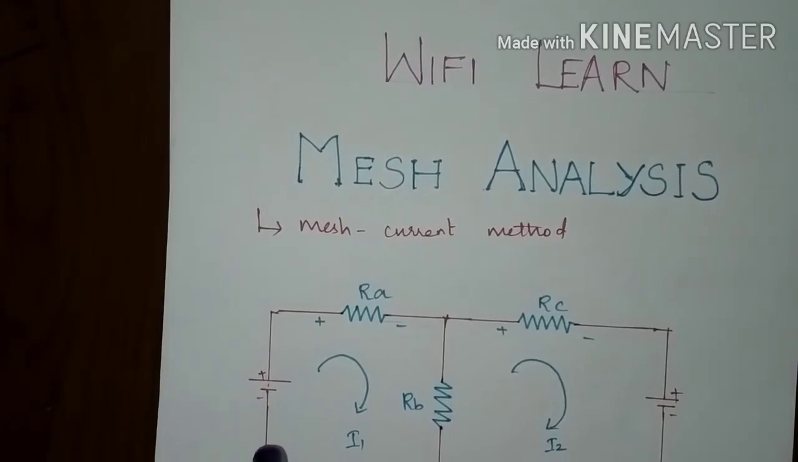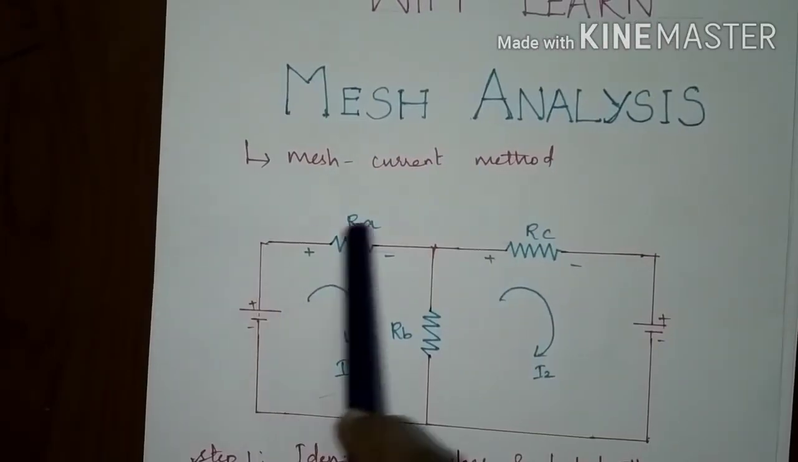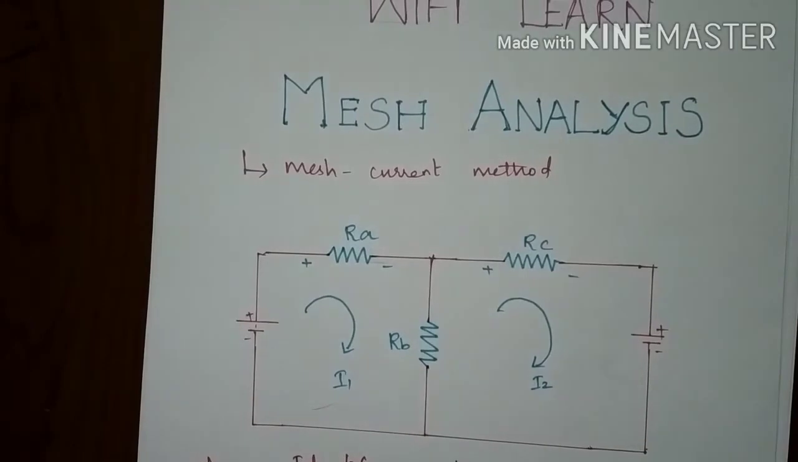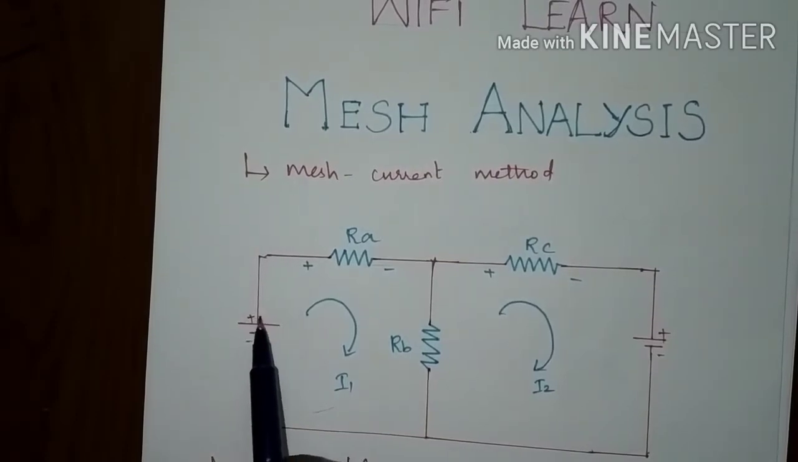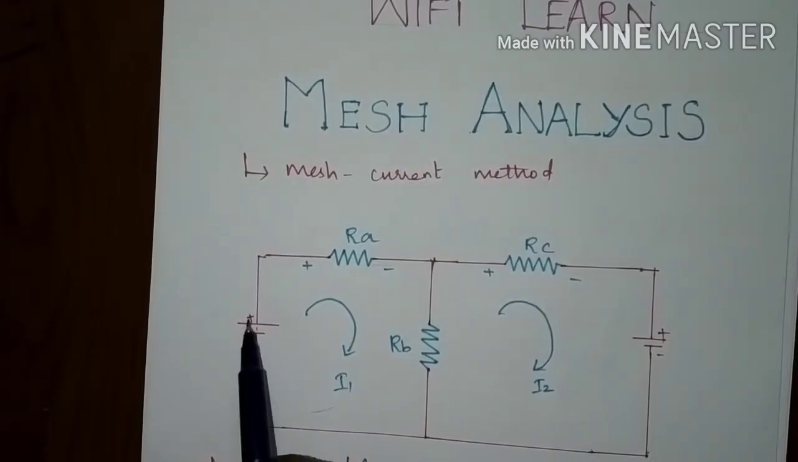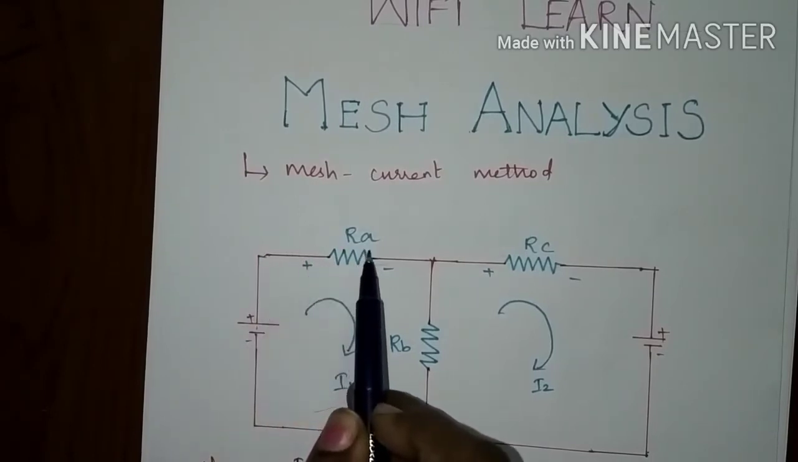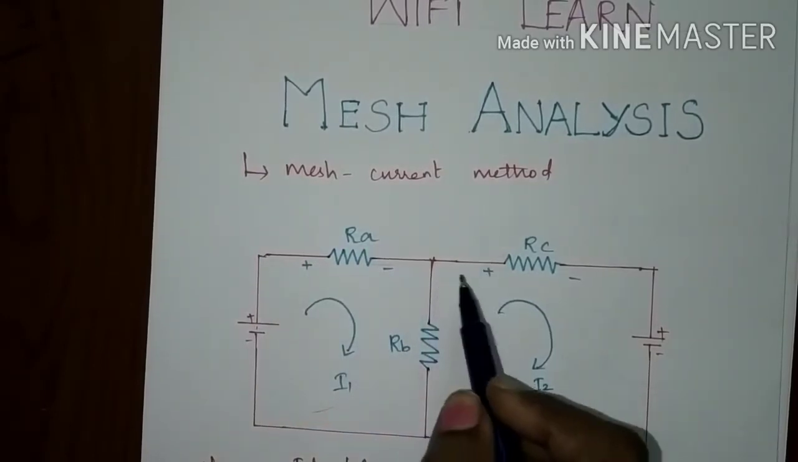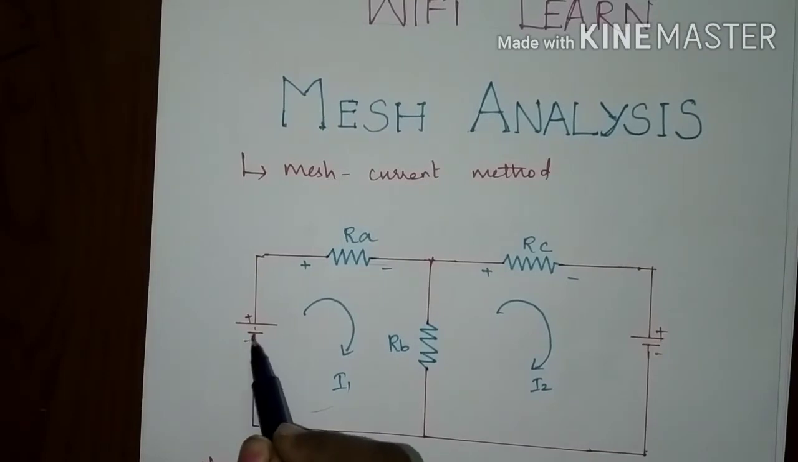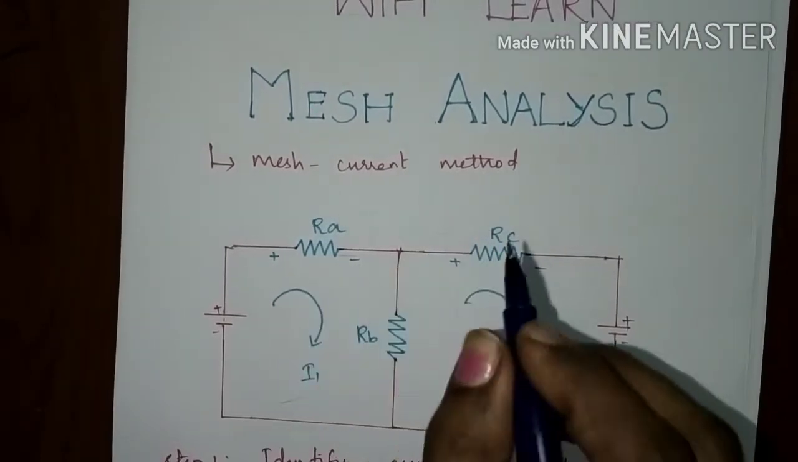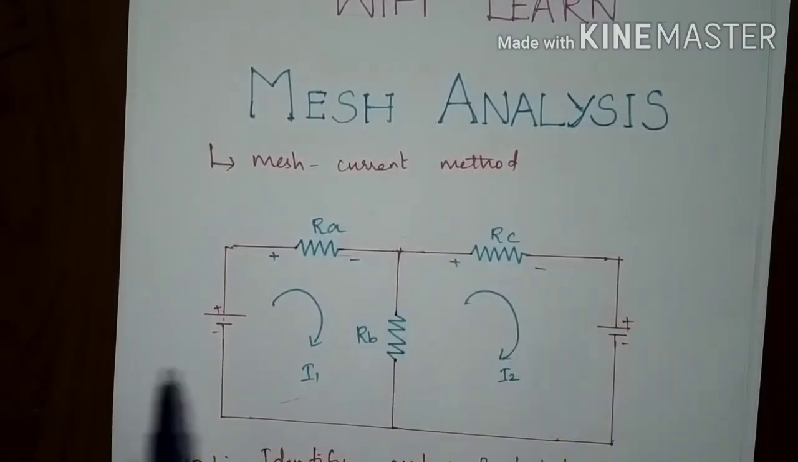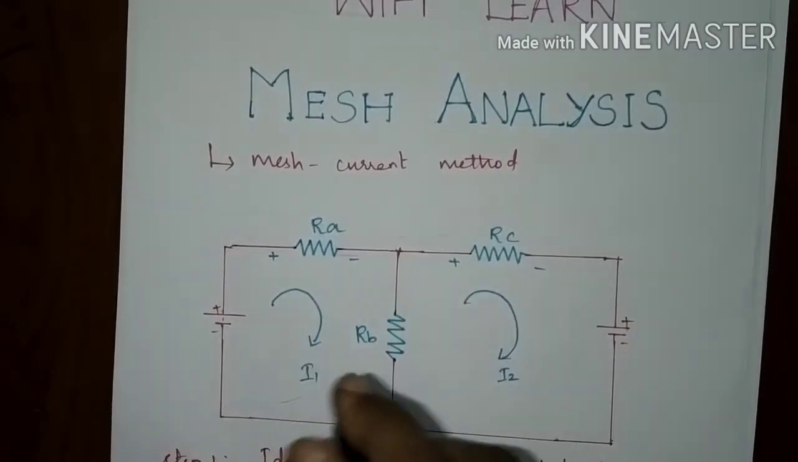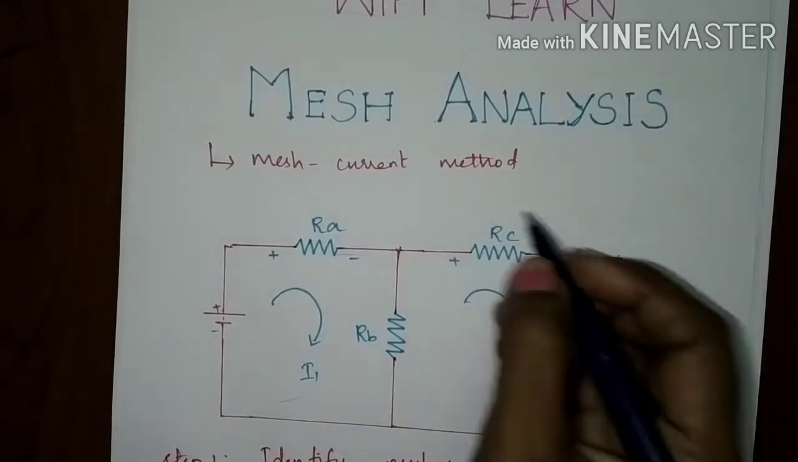Here in this circuit, there are two meshes. This is one mesh and this is another mesh. When you start in the first mesh, it starts from the positive terminal, goes through here, follows a path, and returns to the same place. A mesh is simply a path through the circuit that starts and ends in the same place and does not have any other loop inside it. So it is termed a mesh.